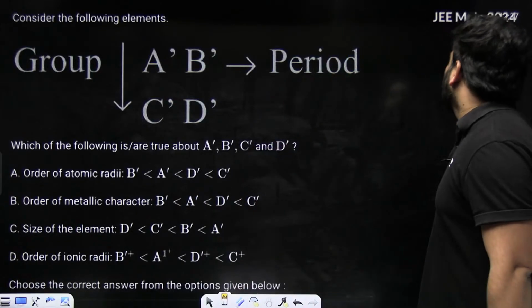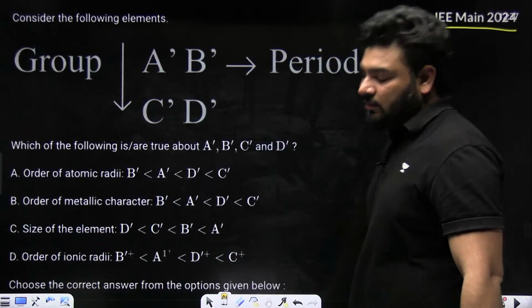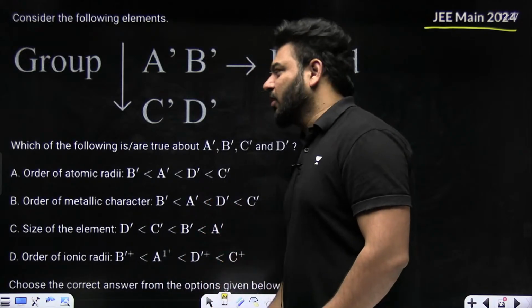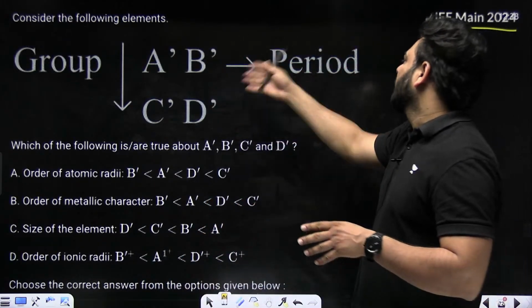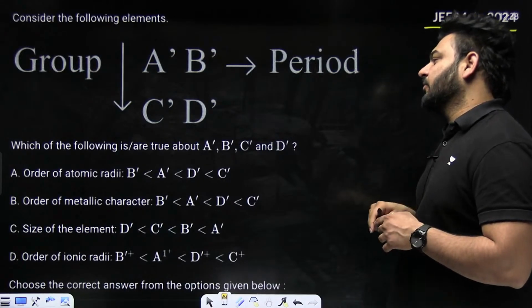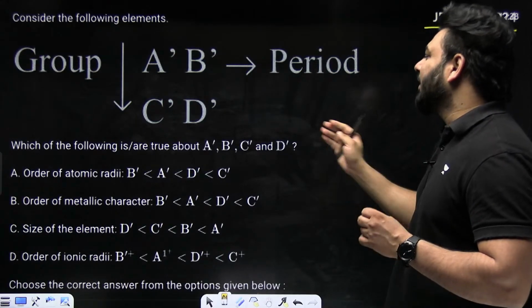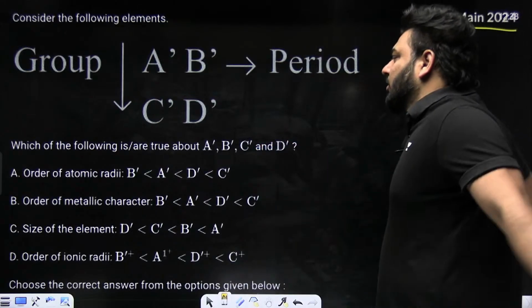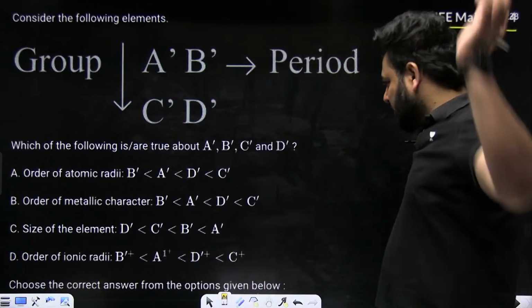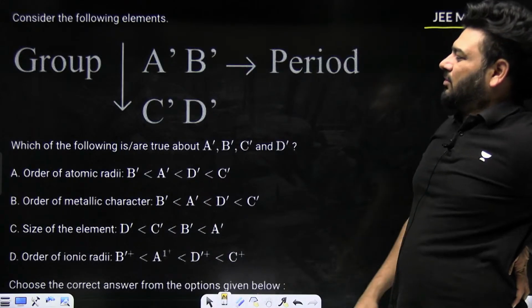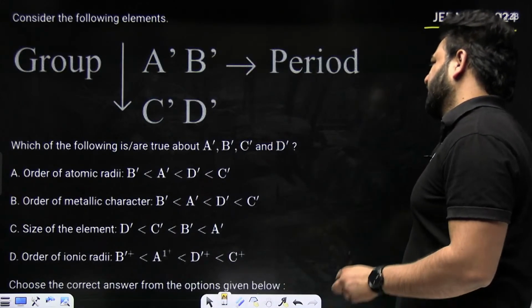Next is another question that came in JEE Main 2014, 2014 here, this is 2024. So we have a question about group and period, left to right. What is true about A, B, C, D? Order of atomic radii: usually atomic radius increases down the group and decreases from left to right. So C might be having more than D, and I think A is correct.